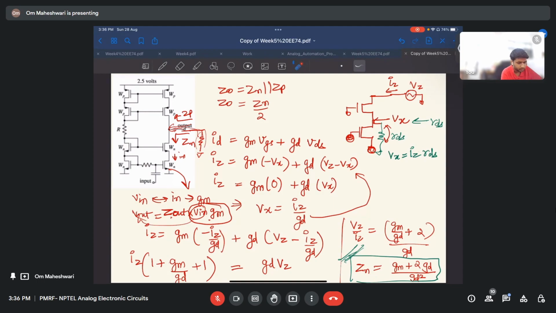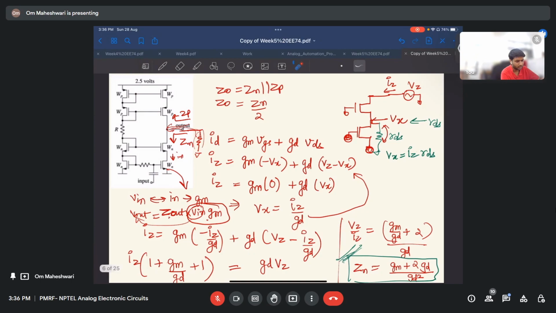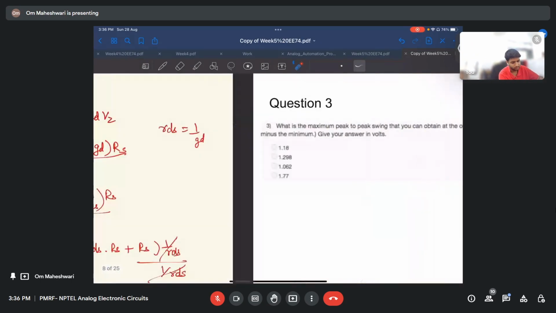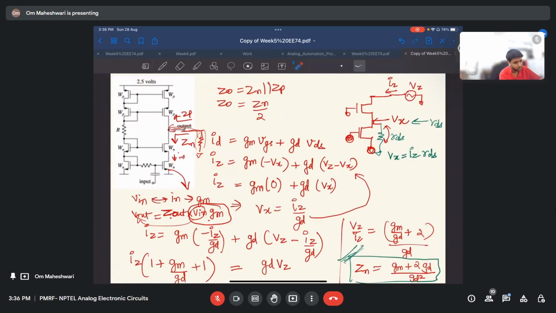Okay. Anything else here? Okay, so let's move ahead. Let me add another page. I'll just add a page here.